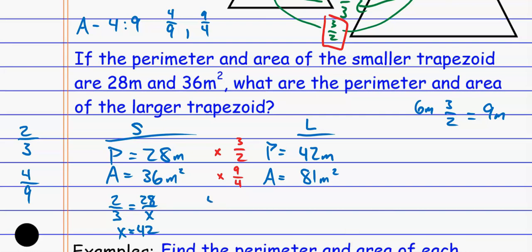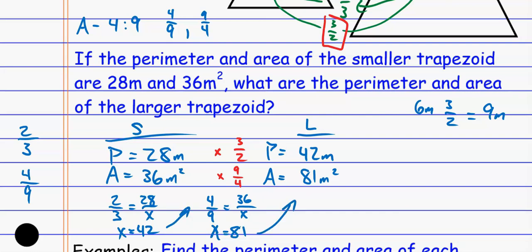Likewise, using the same type of scenario, the ratio for the areas is 4/9. That was big to small. So over here, the ratio for the areas is big to small. And if you cross multiply and solve, you'll get x equals the 81. Okay, so there's two ways to do this.